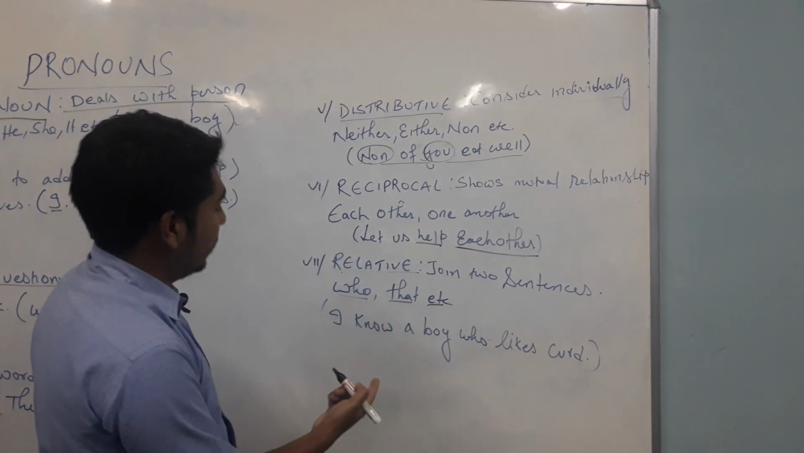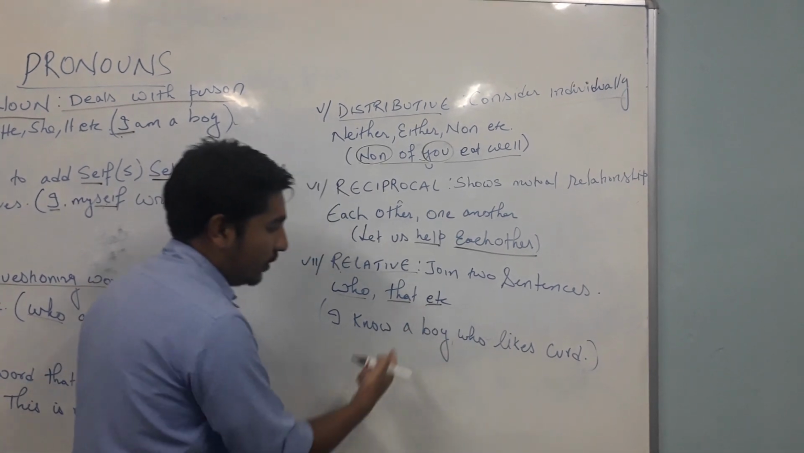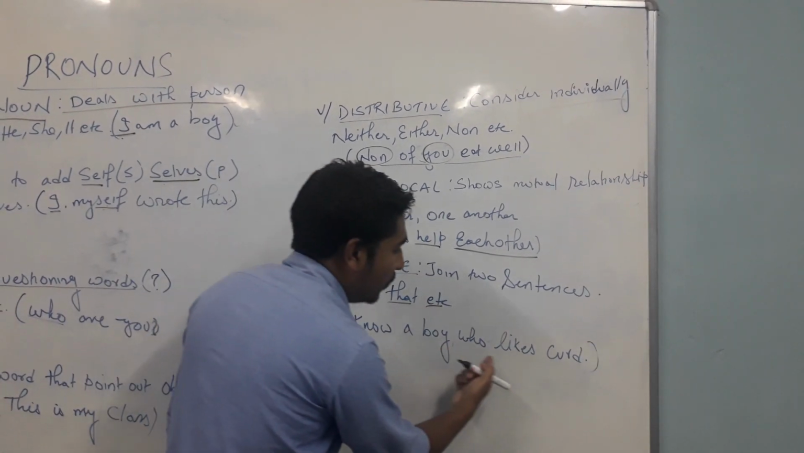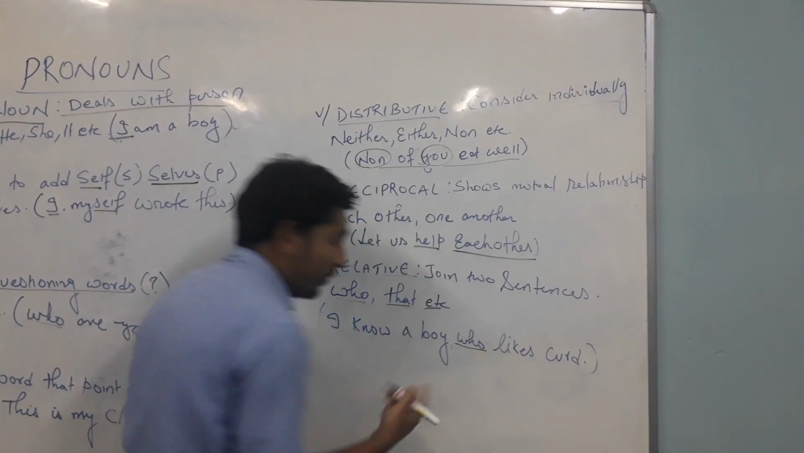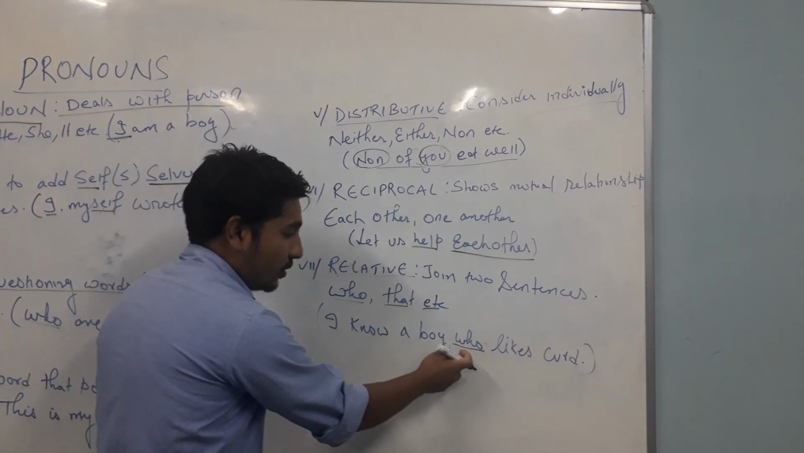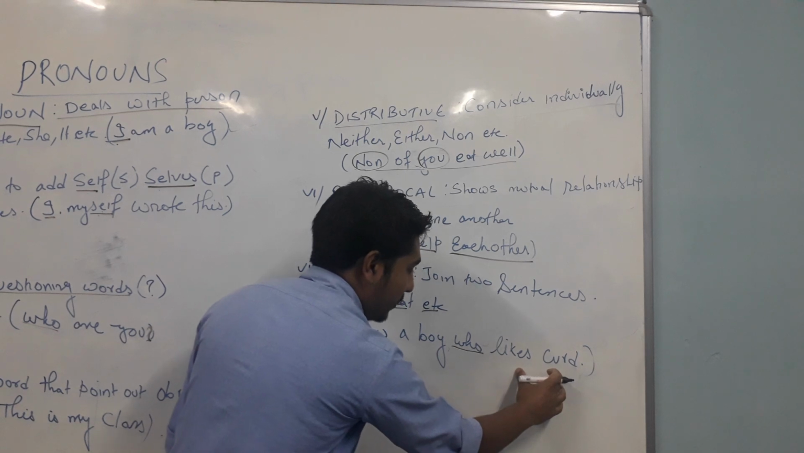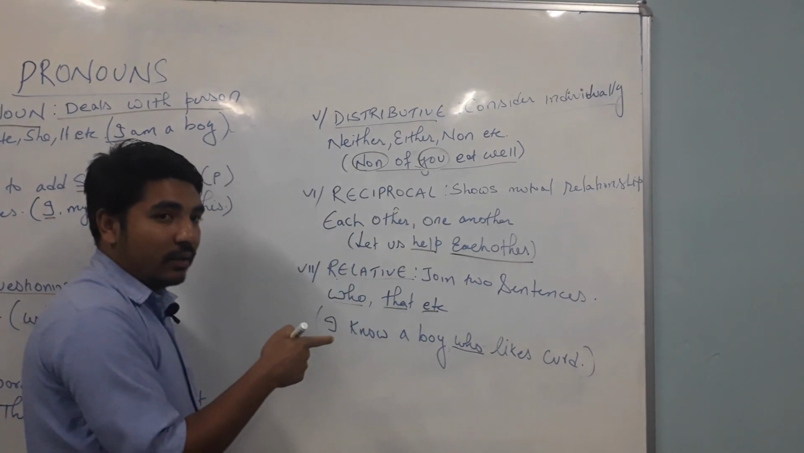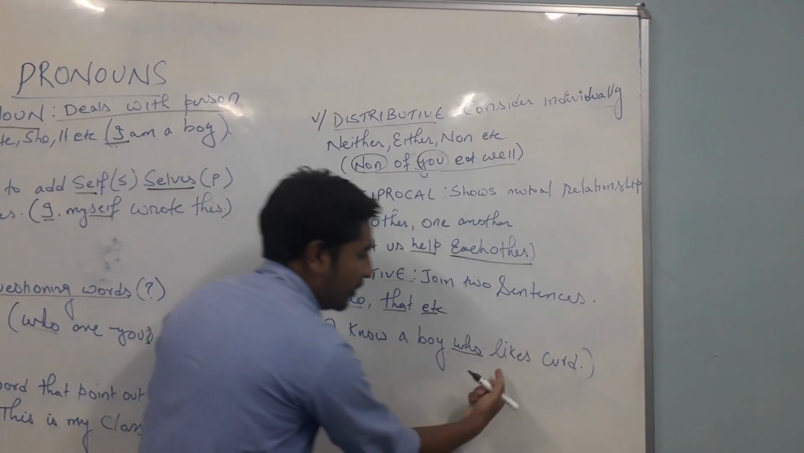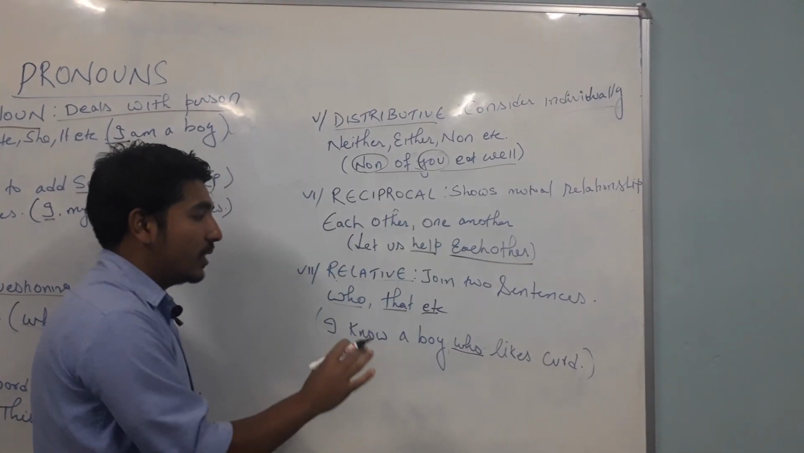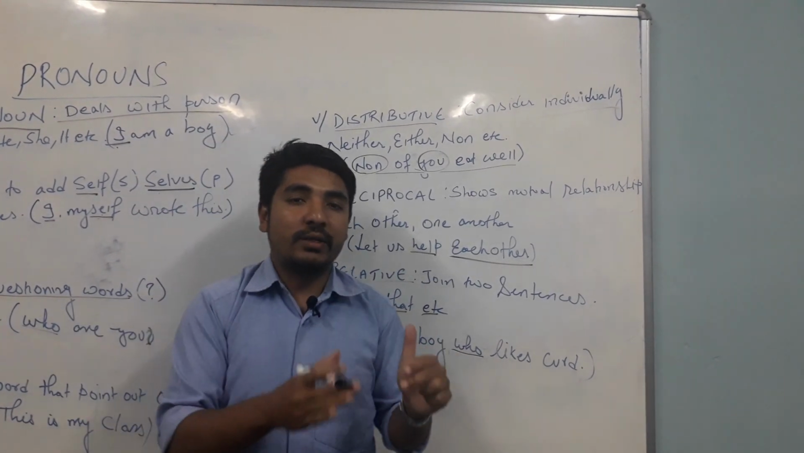Now you can see here, I know a boy, this is actually one sentence. I know a boy who likes curd. Who? You can see here, this is joining this part and this part. So, a relative pronoun is helping to join this part of the sentence with the other part of the sentence. So, a relative pronoun works to join the two sentences.